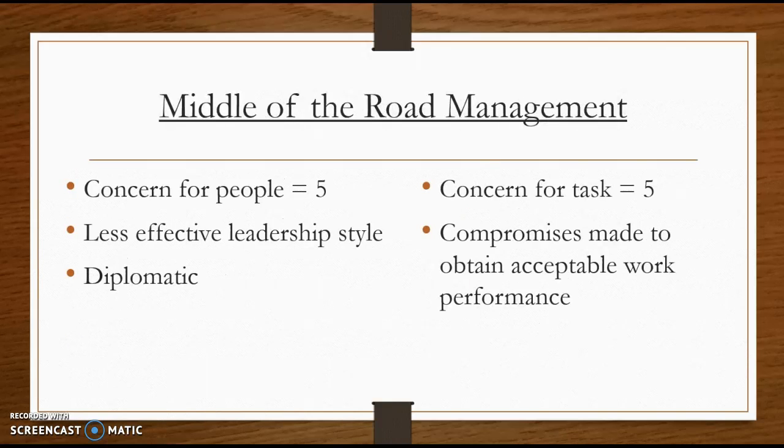Last but not least, we have middle of the road management. This manager has a 5 for concern for people and a 5 for concern for tasks. So this manager is very diplomatic. He compromises, and it's not a very effective leadership style because he just wants to maintain. It's not like he wants to do a great job. He just wants to get by. So he is concerned a little bit about his people. He's concerned a little bit about his work. It's like just enough to maintain and appear as though your work is acceptable.